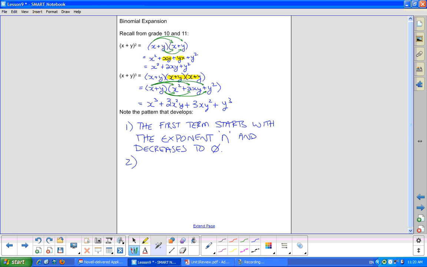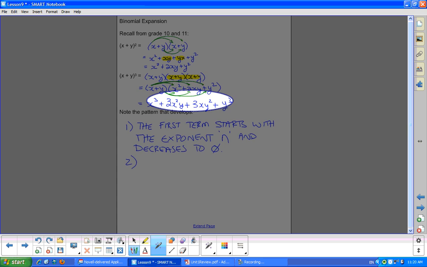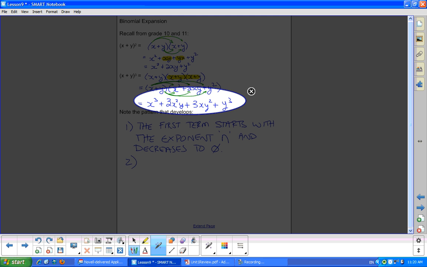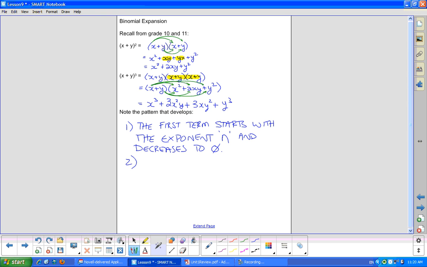Similarly, if we look at that y term again, it's not there in the first term, but in the second term we have a y, in the next term we have a y squared, and in the last term we have a y cubed. So it does the exact opposite. The last term starts with 0, and increases to n.